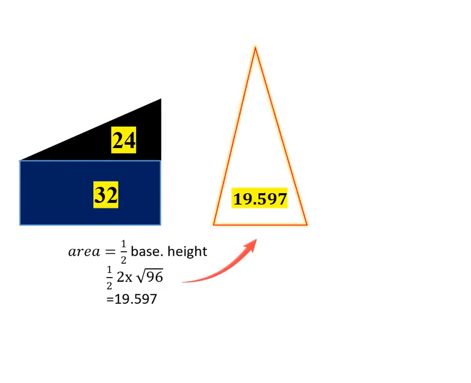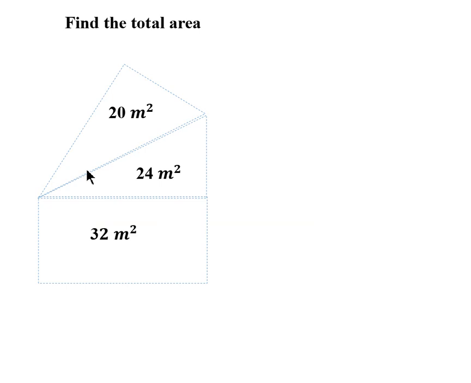So if we add up all the areas, 32, 24 and this will be actually 20, actually we got the value is 19.5. We just took the approximation value as 20. So if we sum up this value, we'll get the final result 96 meters square.